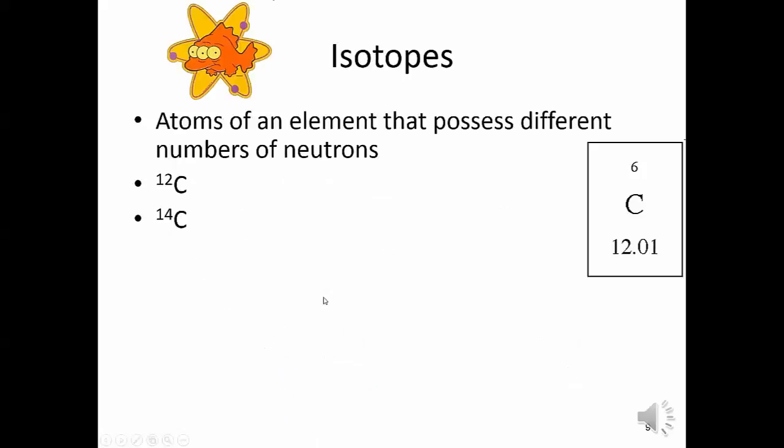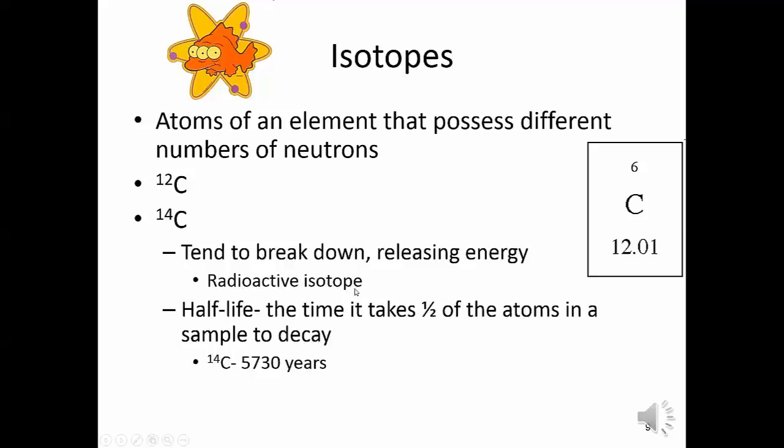Another thing I'd like to mention are isotopes. These are elements that possess different numbers of neutrons. So carbon-12, that's a carbon with an atomic mass of 12, and carbon-14 have different numbers of neutrons. And carbon-14 is less stable than carbon-12. They tend to break down, releasing energy. It's a radioactive isotope.